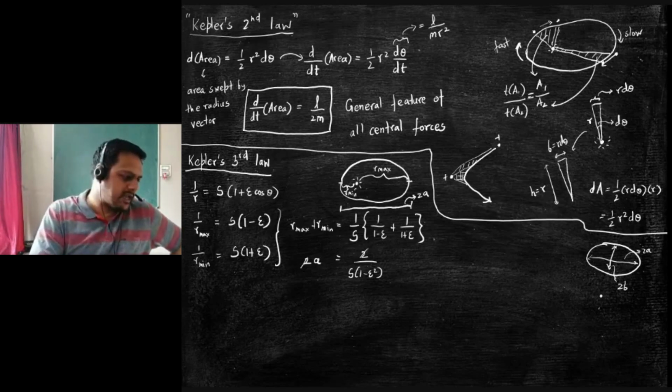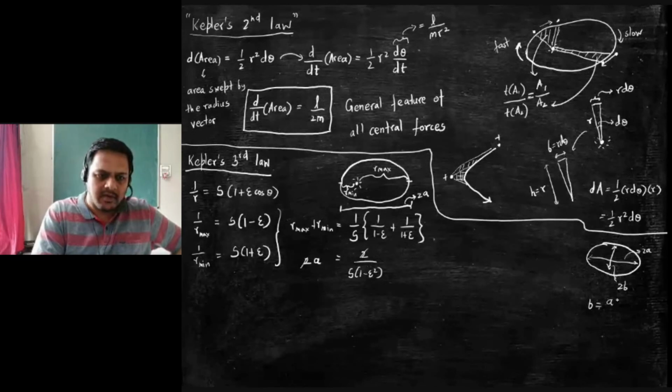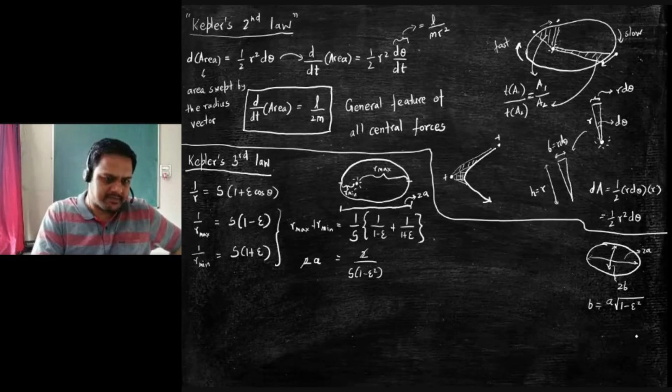Now there is also a relation between the major and minor axis in terms of eccentricity. B will be equal to A into square root of 1 minus epsilon square. Okay. We'll be using this at a later stage. What is epsilon in our case?